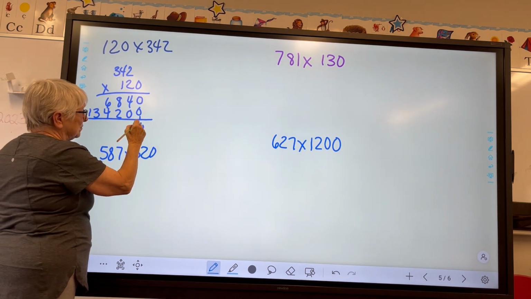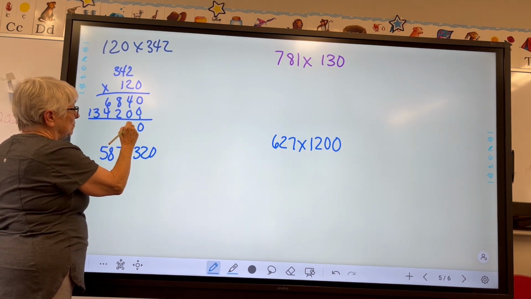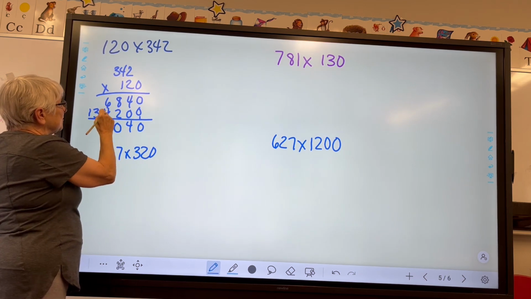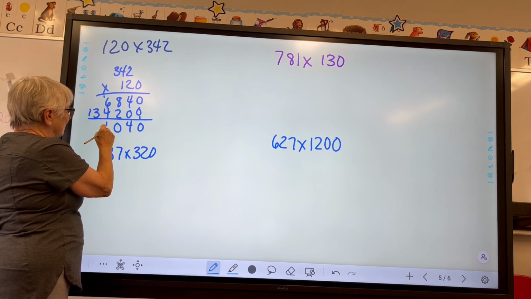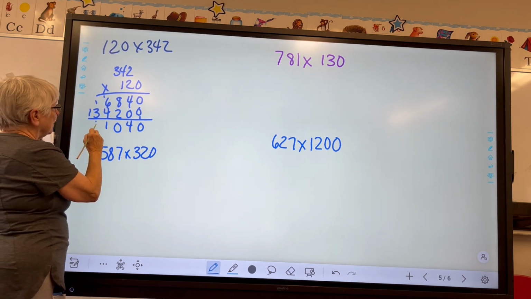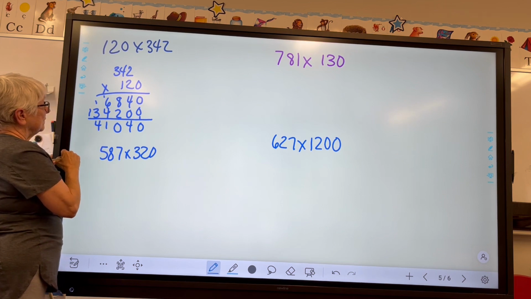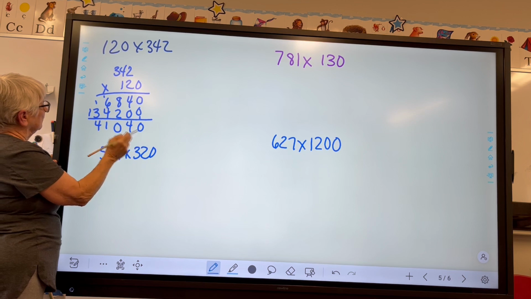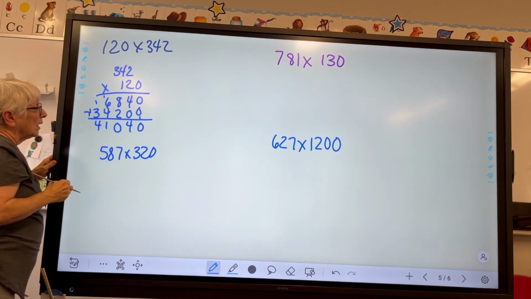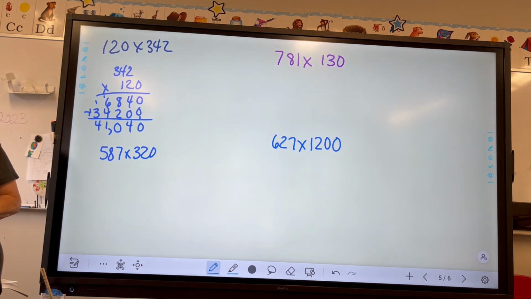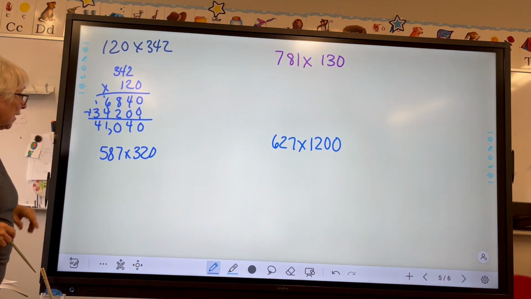0 plus 0, 0. 4 plus 0, 4. 8 plus 2, 10. 6 plus 4 is 10 and 1 is 11. 3 plus 1 is 4. And there we have it. That's a plus sign. So it's 41,040. And that's good because I got that right.